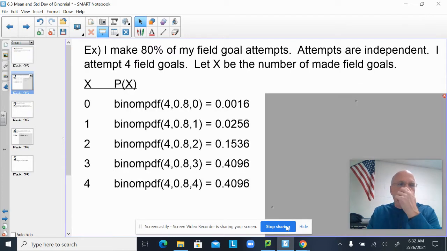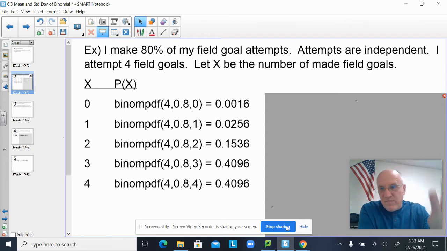So here's an example. It says I make 80% of my field goal attempts. Attempts are independent. I attempt 4 field goals and let x be the number of made field goals. So that does meet all the criteria for a binomial random variable. Fixed number of trials, 4, that's n. Probability of success is p, and it's the same for each one. Trials are independent. And then the random variable is the number of successes.